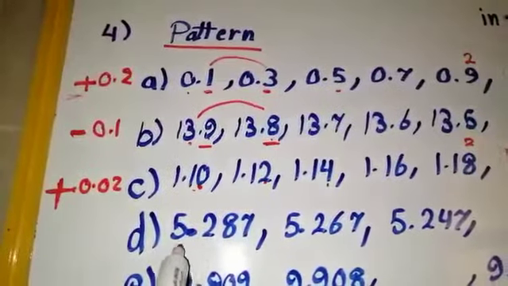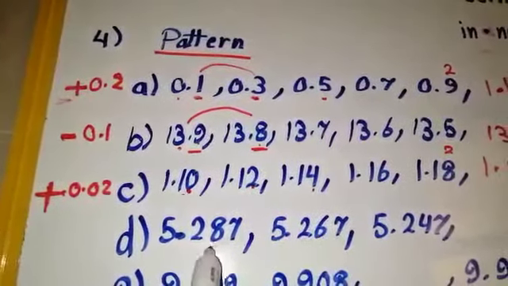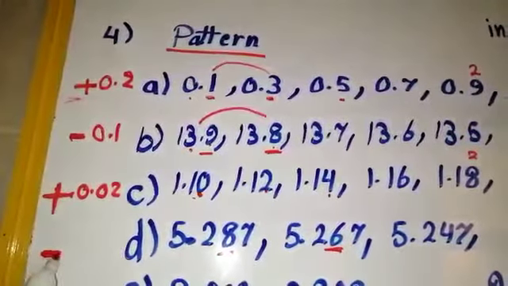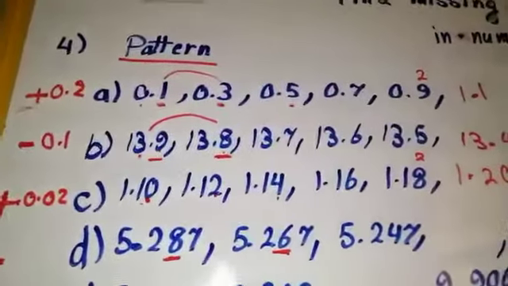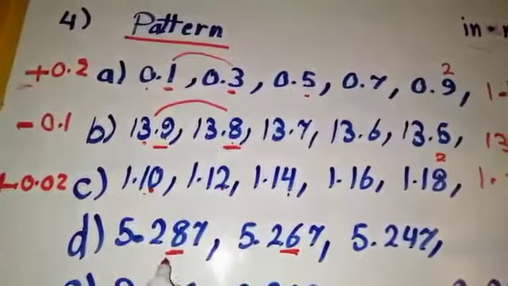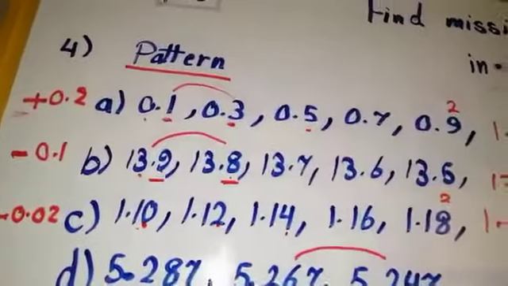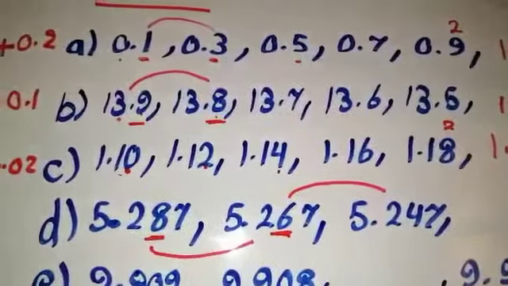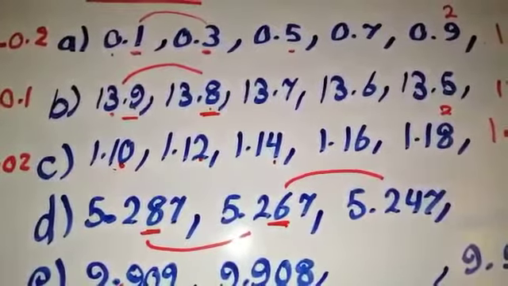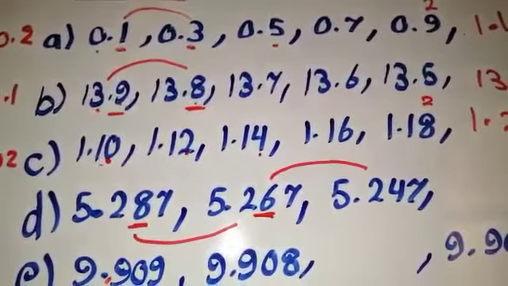Okay, let's see here. 5.287, 5.267. So it's getting smaller here, which means I'm going to put the sign minus. Okay, to find the difference, I will take any two numbers after each other like this, or I can take any of them, whatever, but put the bigger one first. Well, the bigger one here is 5.287, and the next one is 5.267. Let's subtract. 0. 8 minus 6, 2.